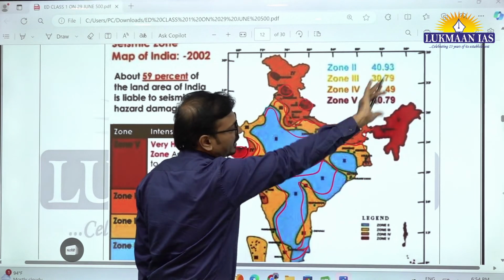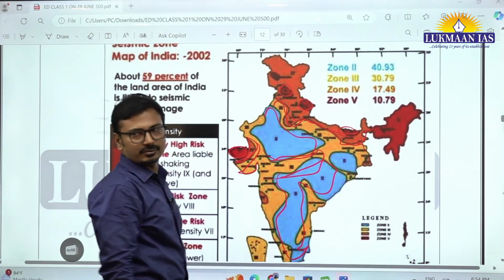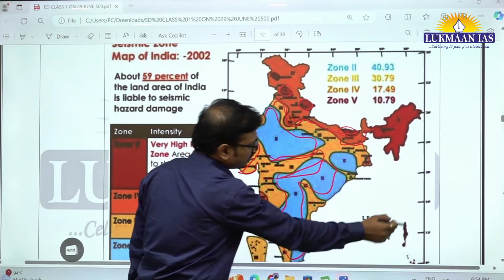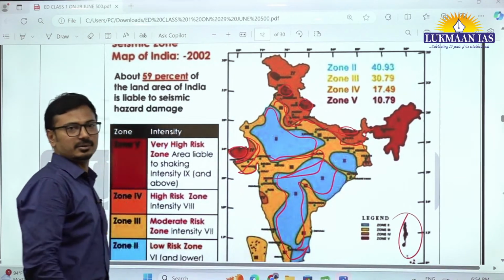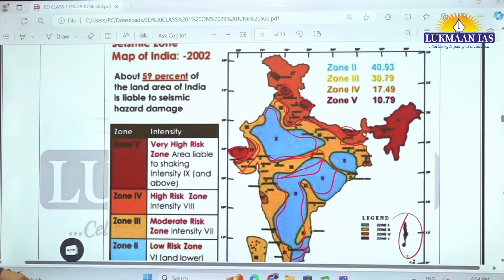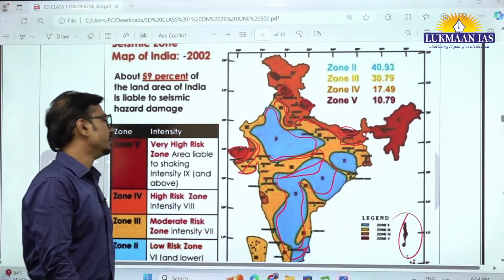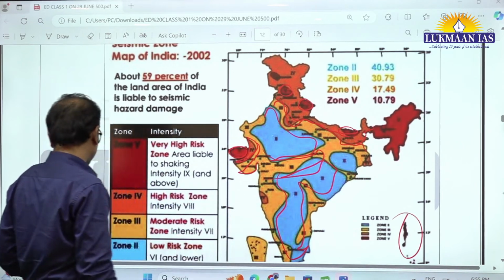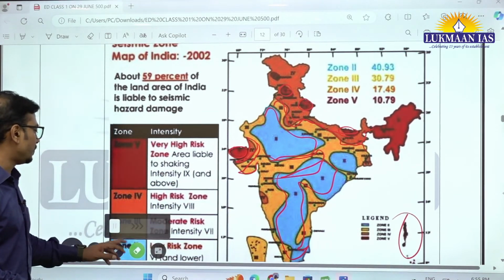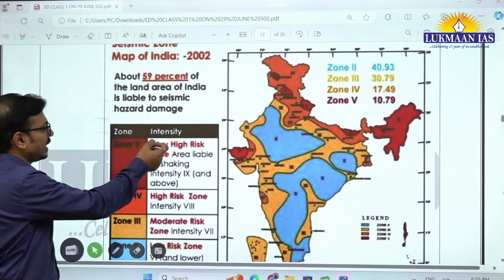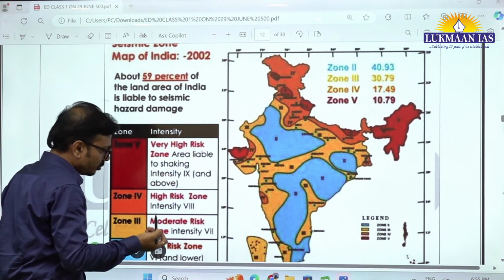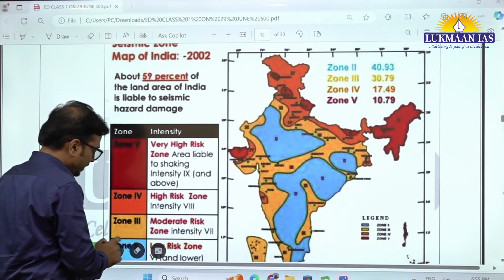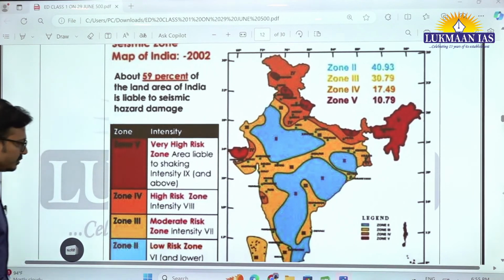North East, complete zone 5, including this one, Andaman and Nicobar. Earthquake prone. Okay, so the least area is in zone 5, and the maximum area is in zone 4, total territory wise. So we have made this, and risk wise also we have identified very high risk zone, moderate risk, and low risk.